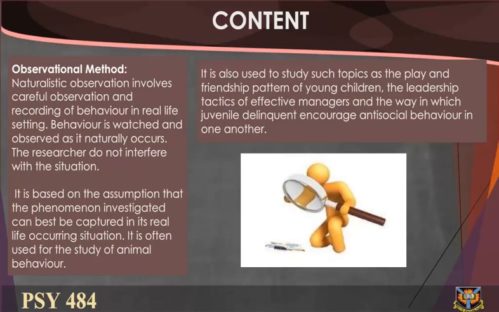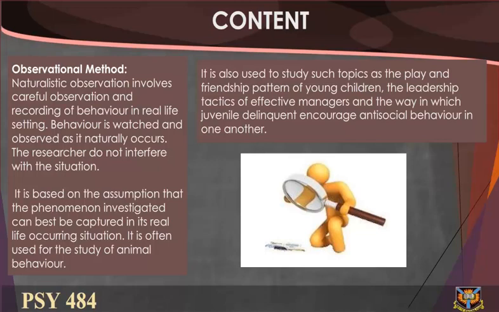Observational method. Naturalistic observation involves careful observation and recording of behavior in a real-life setting. Behavior is watched and observed as it naturally occurs. The researcher does not interfere with the situation. It is based on the assumption that the phenomenon investigated can best be captured in its real-life occurring situation. It is often used for the study of animal behavior.